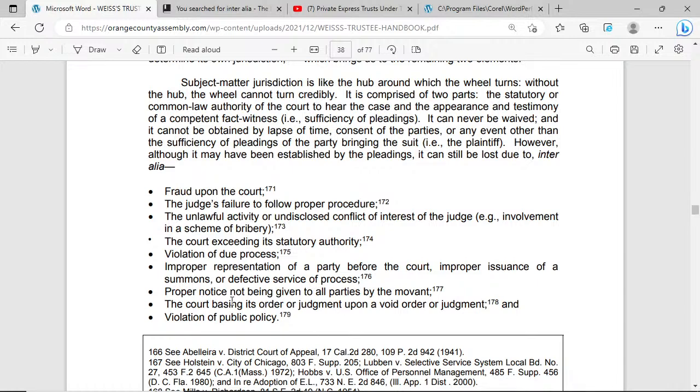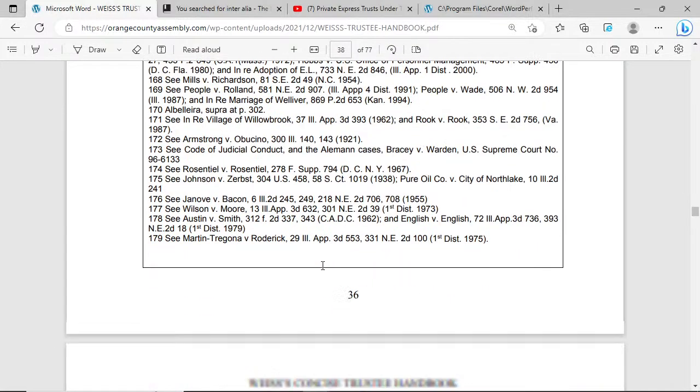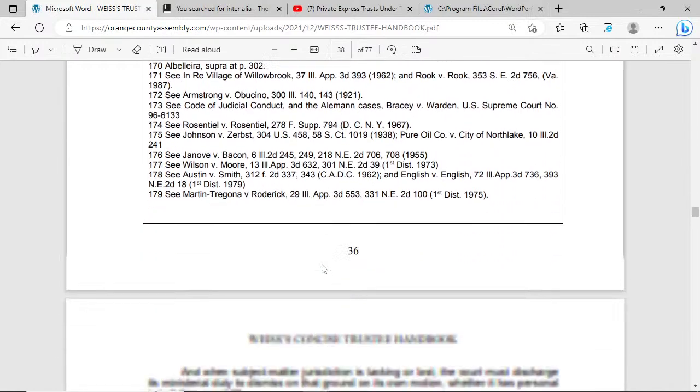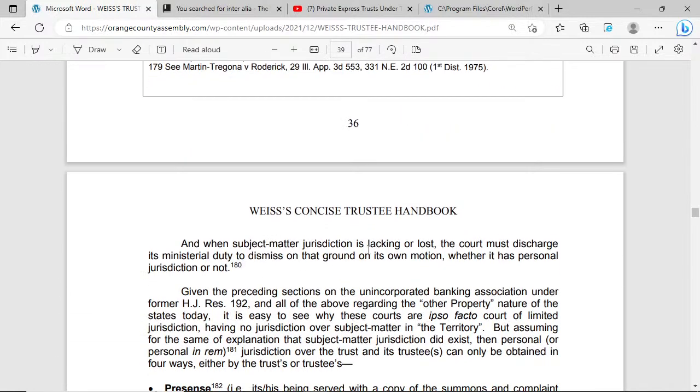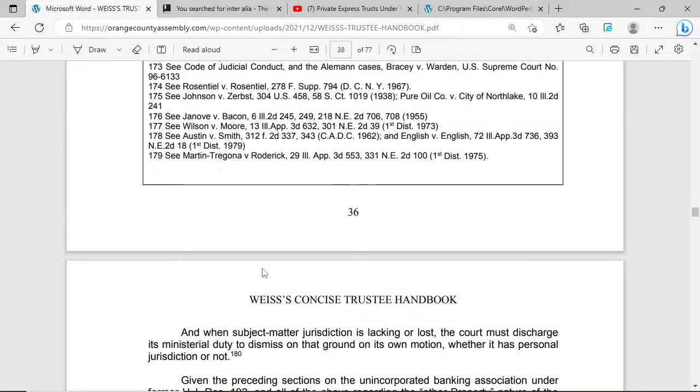Proper notice not being given to all parties by the movant. The court basing its order or judgment upon a void order or judgment, and violation of public policy. And when subject matter jurisdiction is lacking or lost, the court must discharge its ministerial duty to dismiss on that ground on its own motion, whether it has personal jurisdiction or not.